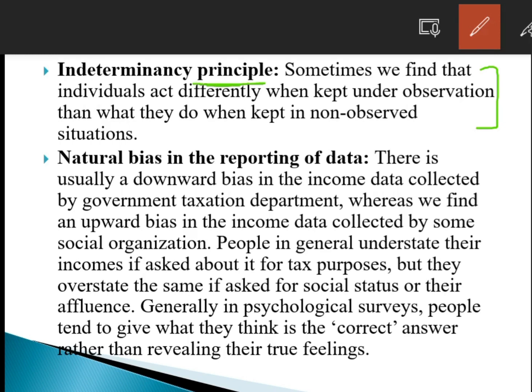Next is natural biasness in the reporting of the data. When we discuss biasness, like fair or unfair things when we collect the data, we have to consider that thing; natural biasness must be there. People in general understand it as income if asked about it for tax purposes. When we ask a person how much tax you are paying in this financial year, people think that we are asking about the income. So a little bit of biasness is there when we collect the data.